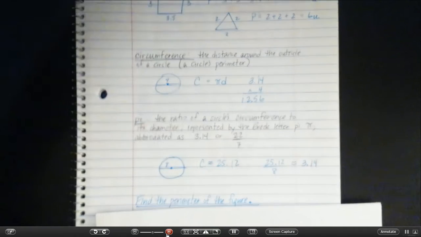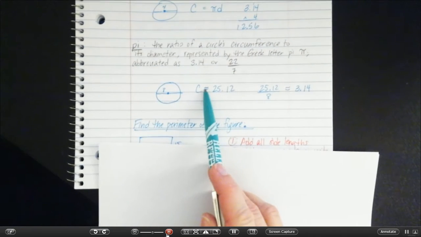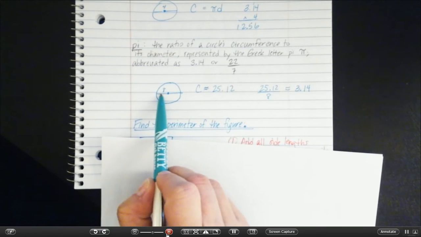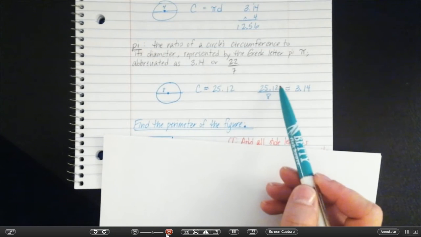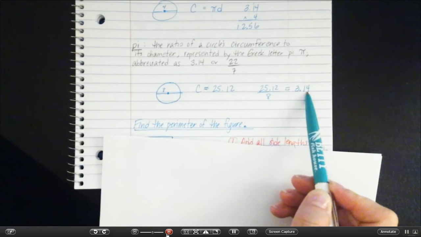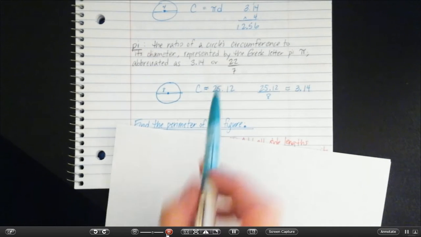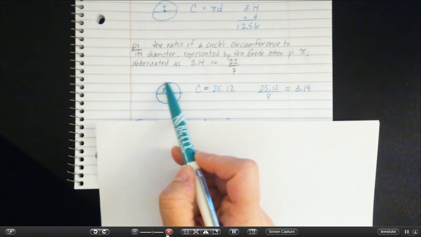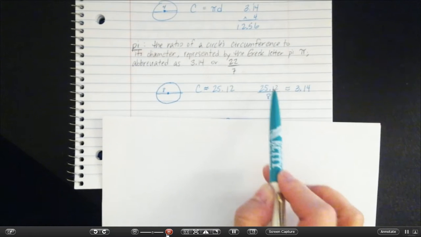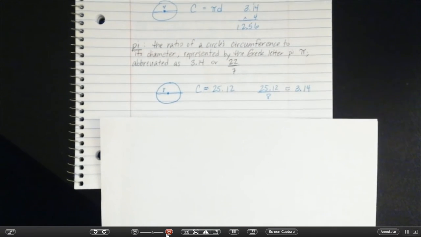So let's say you have this circle here that has a circumference of approximately, remember these little wavy equal signs, that means approximately, 25.12, and its diameter is 8. So if I take 25.12 and I put it over 8 and I do that division, I'm going to get something that's about 3.14. No matter what. Any circle, if you know the circumference and you know the diameter, you put the circumference over the diameter and you will get 3.14 every single time, or 22 over 7.